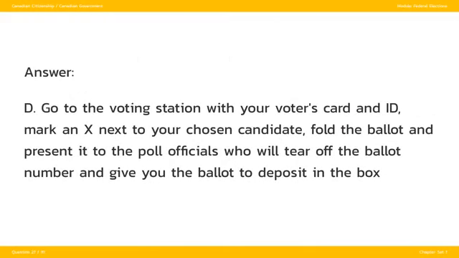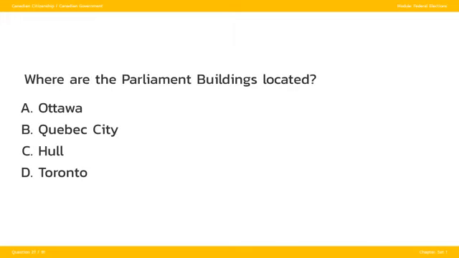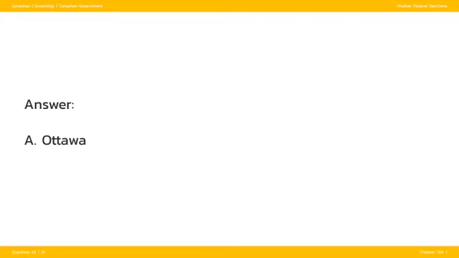The answer is D. Go to the voting station with your voter's card and ID, mark an X next to your chosen candidate, fold a ballot and present it to the poll officials who will tear off the ballot number and give you the ballot to deposit in the box. Where are the Parliament buildings located? A. Ottawa. B. Quebec City. C. Hull. D. Toronto. The answer is A. Ottawa.